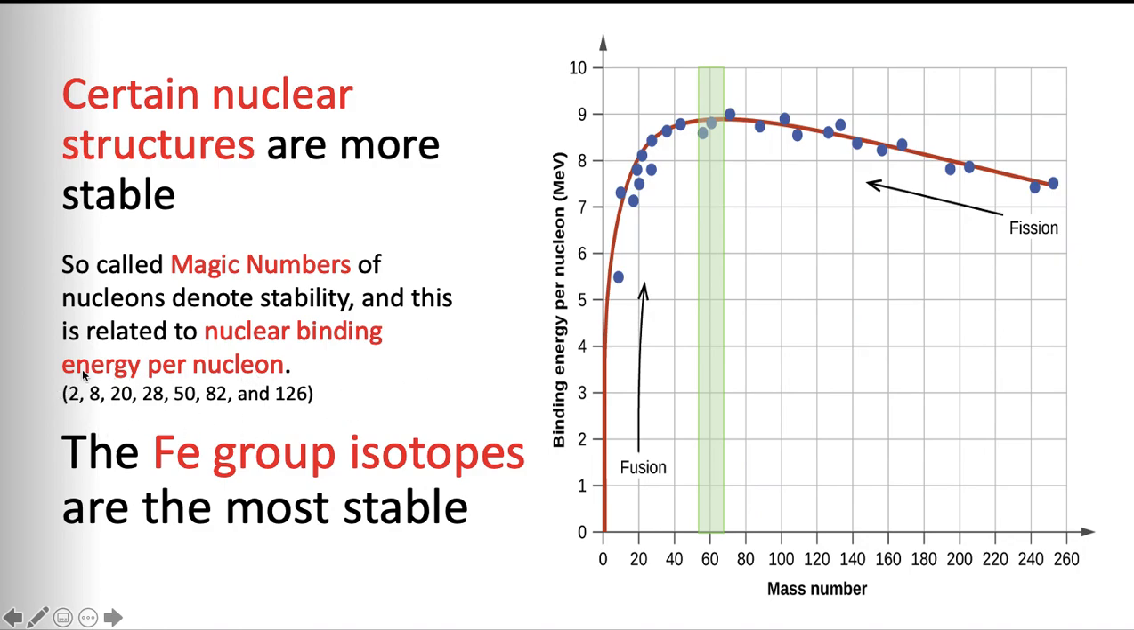You don't necessarily need to remember these numbers, but just be aware that there are numbers that correspond to filled shells for the nucleus as well, and they're called magic numbers because they tell us that those nuclei that have these are the most stable. This is once again related to the nuclear binding energy per nucleon, and we just talked about that. So these elements are the most stable because they have even numbers of protons or neutrons or both, and they have large binding energy per nucleon.